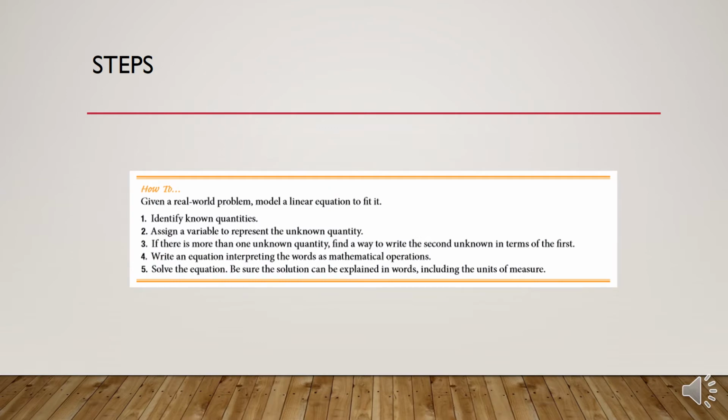So whenever we're going to be solving these real-world problems, there's kind of 5 steps involved here. First thing you need to do is identify the quantities. Then from there, assign variables to represent all of these unknown quantities. And if there is more than one unknown quantity, find a way to write the second unknown in terms of the first. You don't want to have a bunch of variables just floating around if you can avoid that. So you kind of want to try to write quantities in terms of just one variable. Next, write an equation interpreting the words as mathematical operations. That was the examples that we just did. And then lastly, solve the equation.